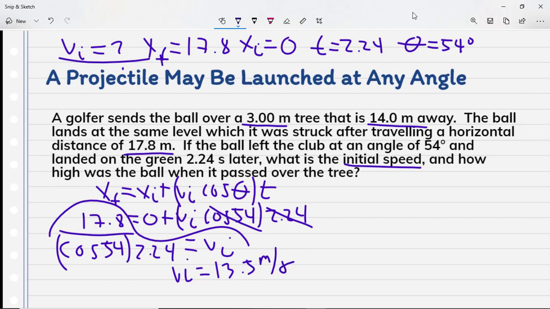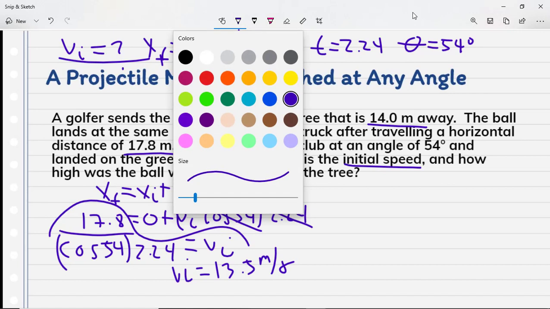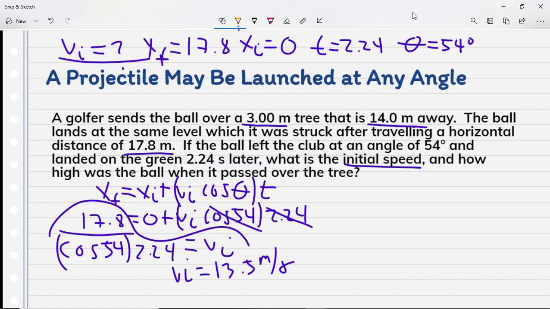Simple enough. Now what it wants to know is how high the ball was when it passed over the tree. Well, let's look at our other variables. In this case, we want to know how high the ball is, so that's along the y-axis. y-final is our unknown. Our initial y-value is 0. We now know our initial velocity. Again, we know the angle.